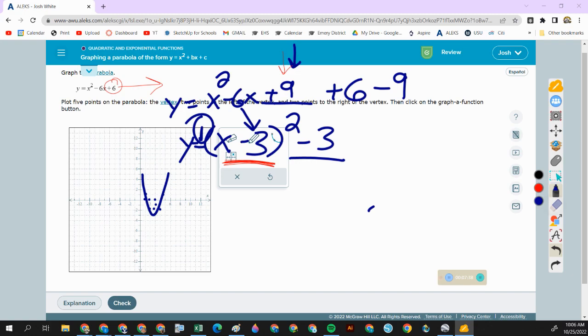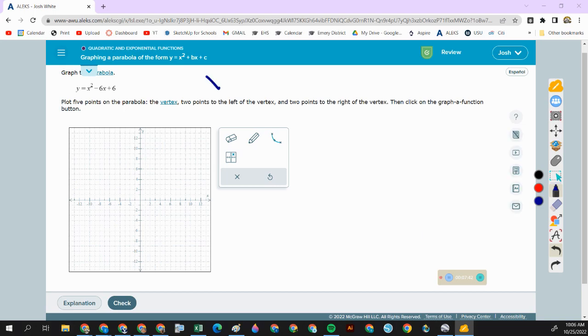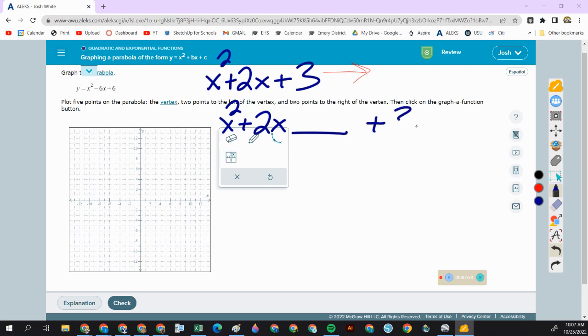Okay, let's do another one. Let's say I had x squared plus 2x plus 3. I want to graph this. So I bump the 3 out of the way. X squared plus 2x, leave a space, plus 3.